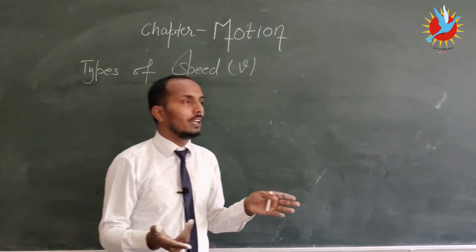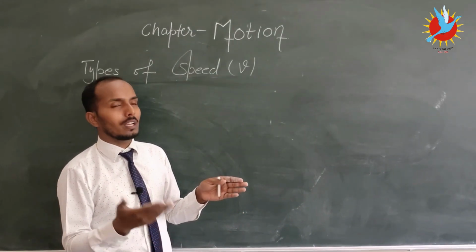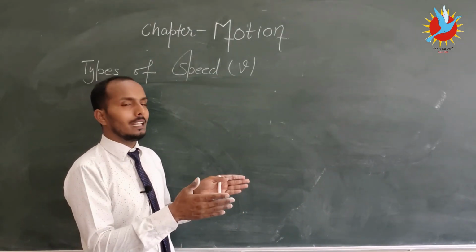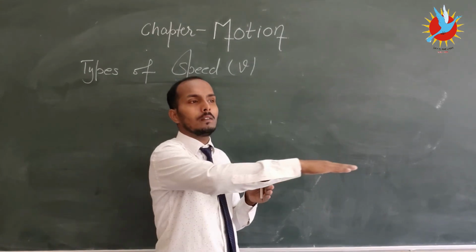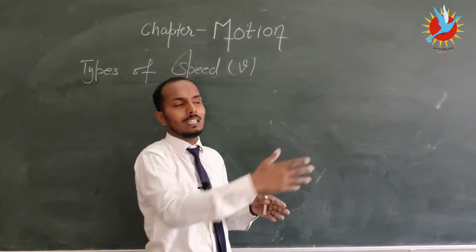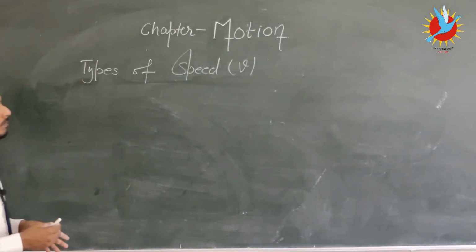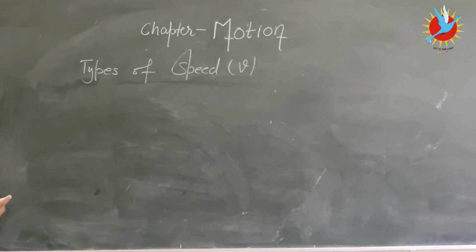Another example: a train traveling with the same speed on a straight track is said to have uniform speed.